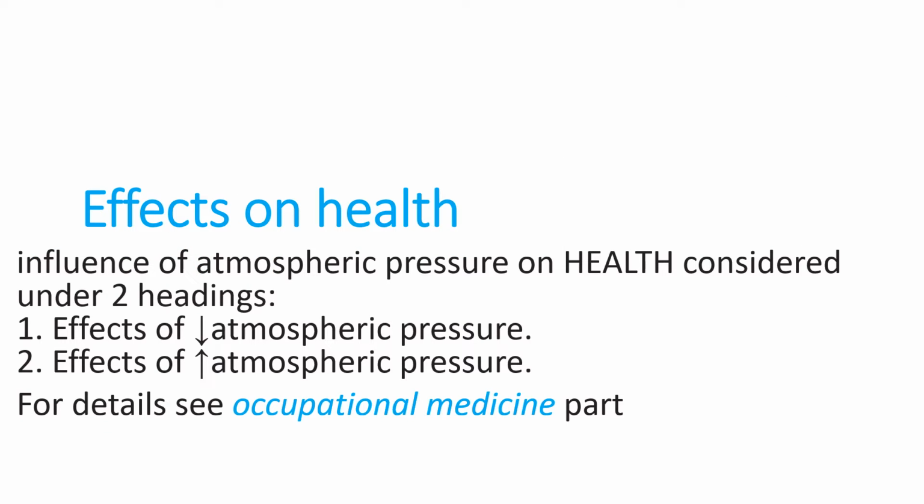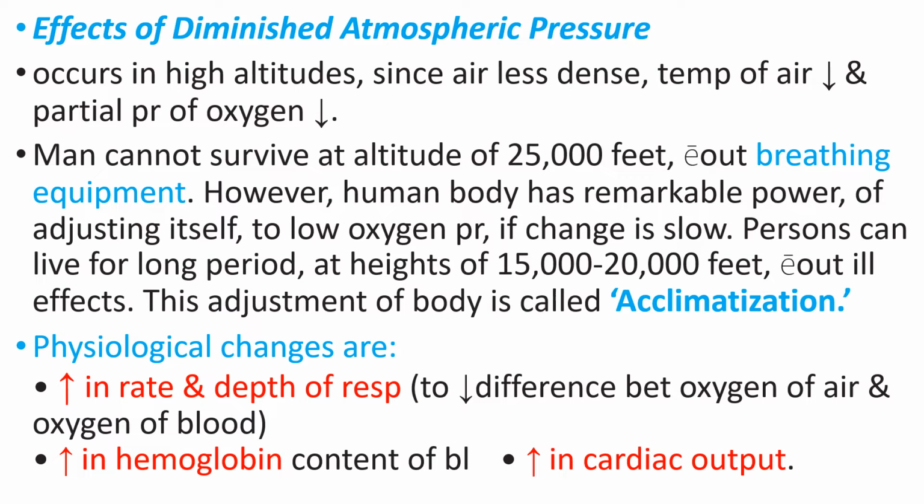Effects on health. The influence of atmospheric pressure on health is considered under 2 headings: effects of decreased atmospheric pressure and effects of increased atmospheric pressure. For details, see the occupational medicine part. Here we will discuss it briefly. Effects of diminished atmospheric pressure occur at high altitudes since air is less dense, the temperature of air decreases, and the partial pressure of oxygen decreases. Man cannot survive at an altitude of 25,000 feet without breathing equipment.